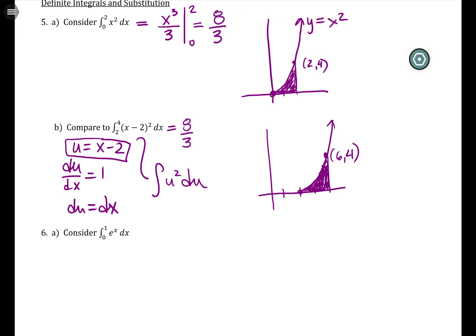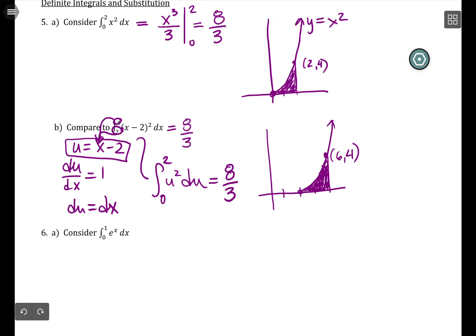Okay, so if we want to find the bottom limit of integration, it used to be 2, but that was an x value. So we're just going to run that through our formula and say, okay, well, if x is 2, u is 0 at that exact same time, whatever you want to call it. And if x is 4, we plug that in. x is 4, u is 4 minus 2, so this is 0 to 2. So like we said, that's exactly the same.